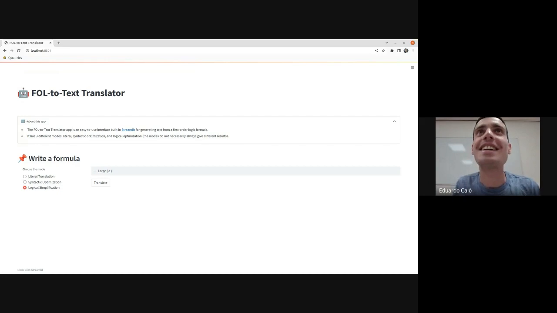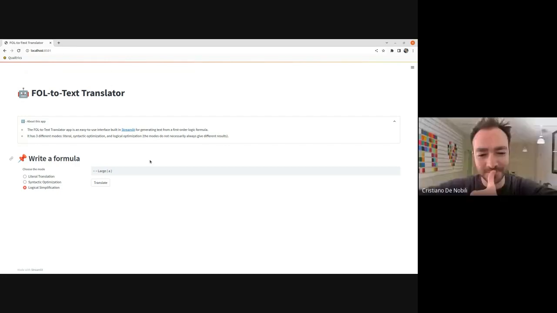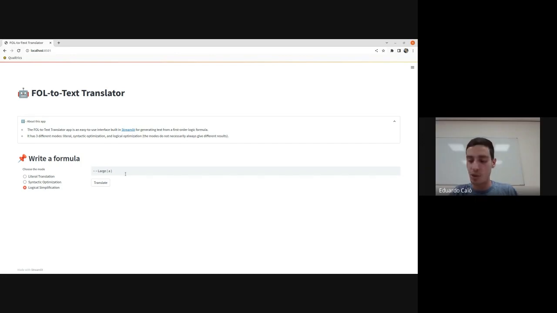So in the meanwhile, while people think of questions, I can show something. For example, this is an easy formula, which is not large A. Here there are the 3 modes that I presented in the work.